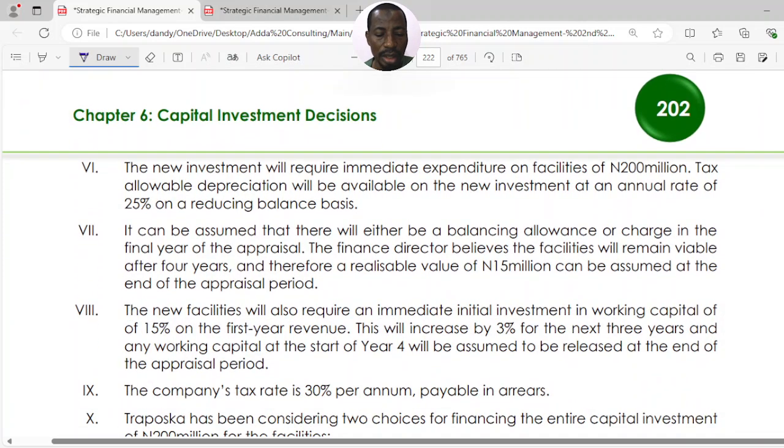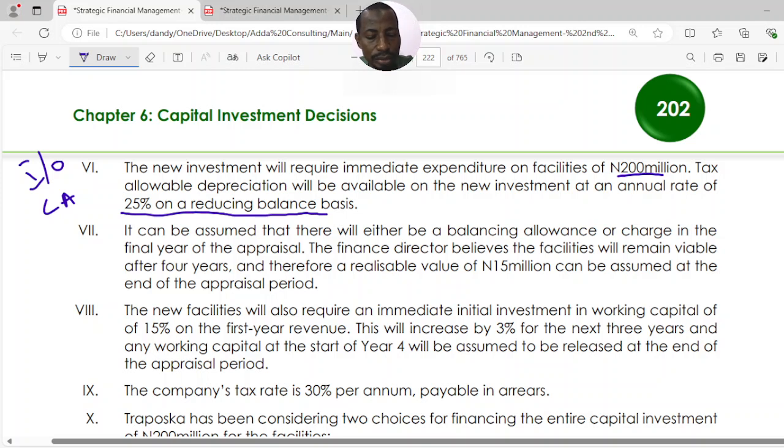Next item, the new investments will require immediate expenditure on facilities of 200 million naira. That's initial outlay. This information here is initial outlay of 200 million naira. Tax allowable depreciation will be available on the new investment at an annual rate of 25% on reducing balance basis. Capital allowance is also here. Capital allowance is 25% on reducing balance basis.